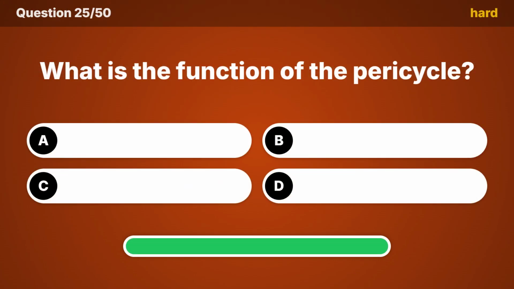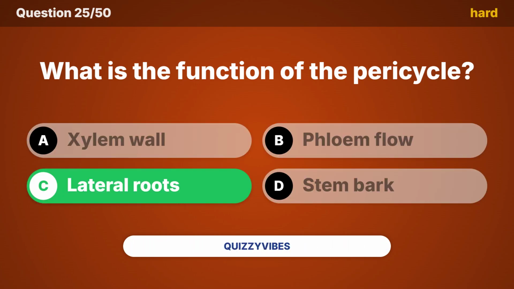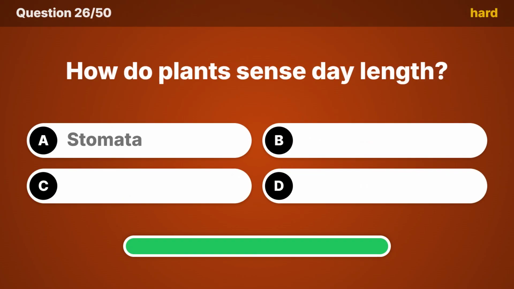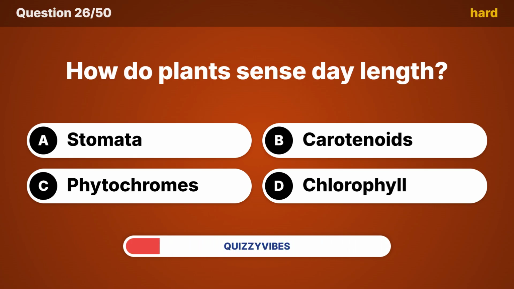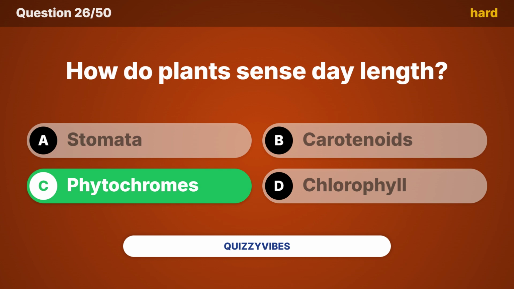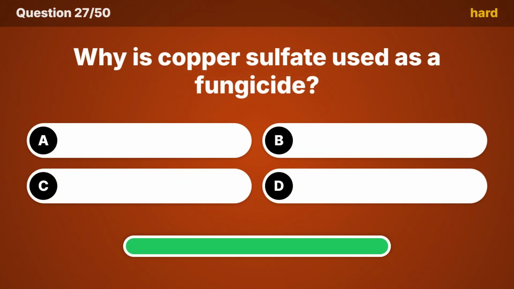What is the function of the pericycle? Answer, lateral roots. How do plants sense day length? Here is the answer, phytochromes. Why is copper sulfate used as a fungicide?